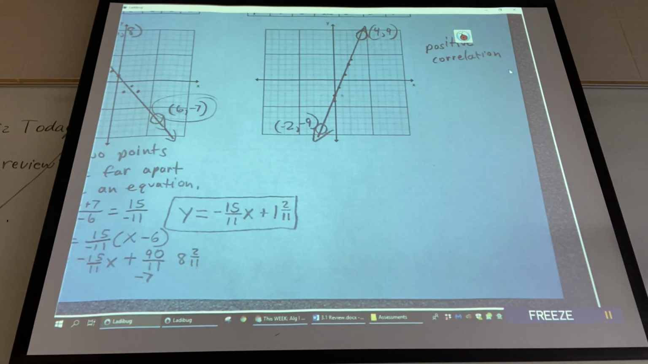Equation. Let me check and see what you did. Sure would, yeah, it'd be a positive slope. And then you would want to reduce that fraction. Okay. Yeah. Oh, great.